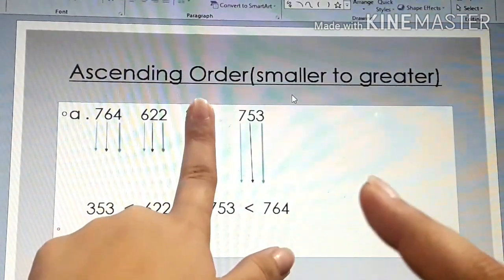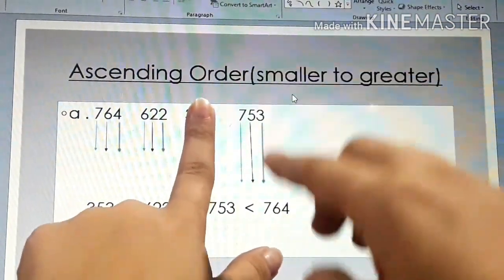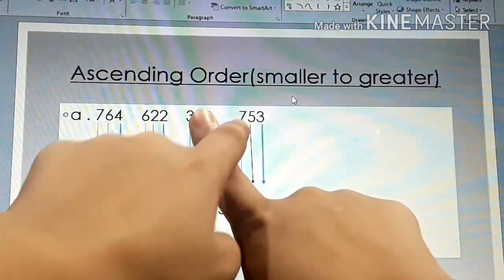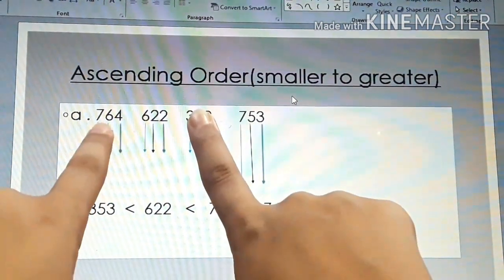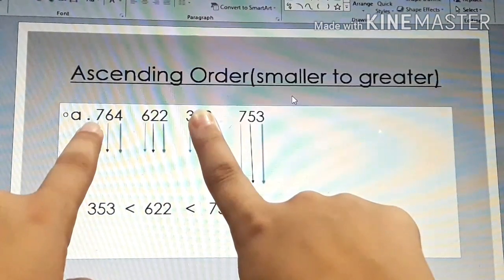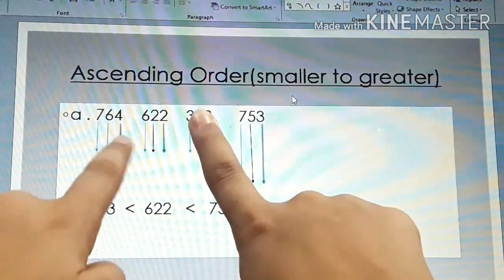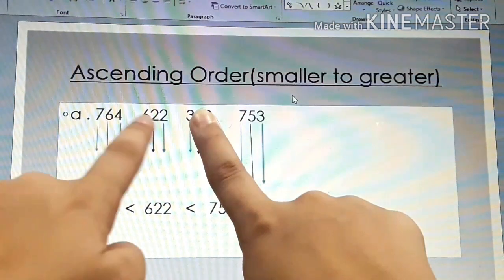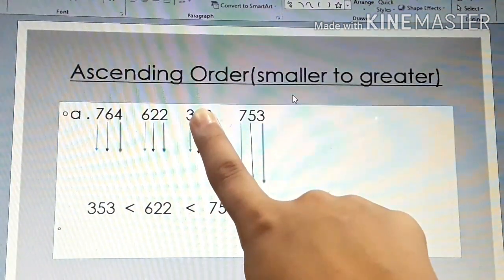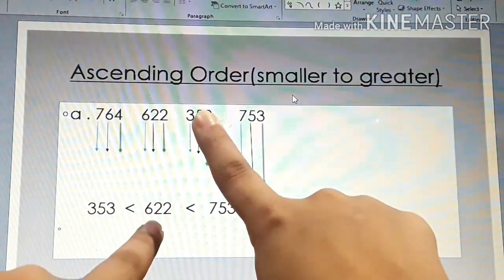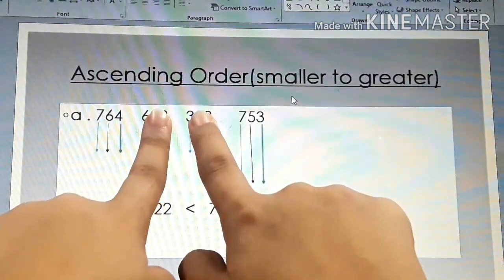Now let's compare again. This is done, right? Now what remains? 764, 622, 753, isn't it? Now let's start comparison with hundreds place. 7, 6, 7. Among 7 and 6, children, which is the smallest number? 6, isn't it? So 622 comes next.